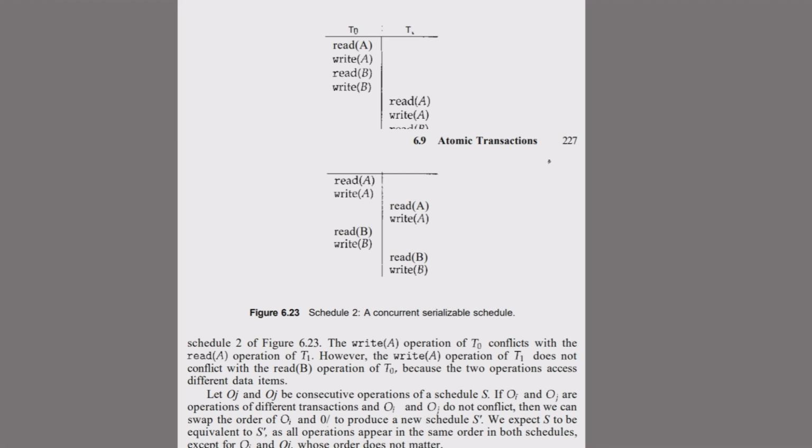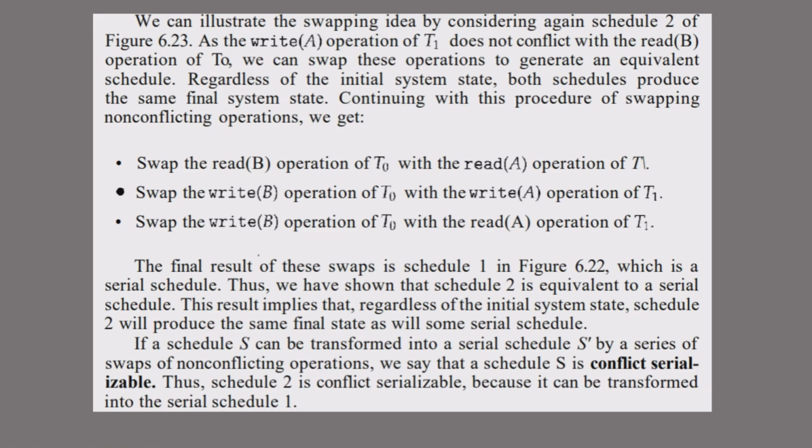Let Oi and Oj be consecutive operations of schedule S. If Oi and Oj are operations of different transactions and Oi and Oj do not conflict, then we can swap the order of Oi and Oj to produce a new schedule S'. We expect S to be equivalent to S' as all operations appear in the same order in both schedules except for Oi and Oj, whose order does not matter.